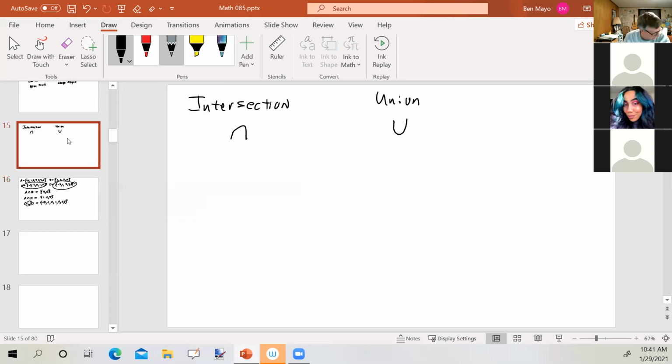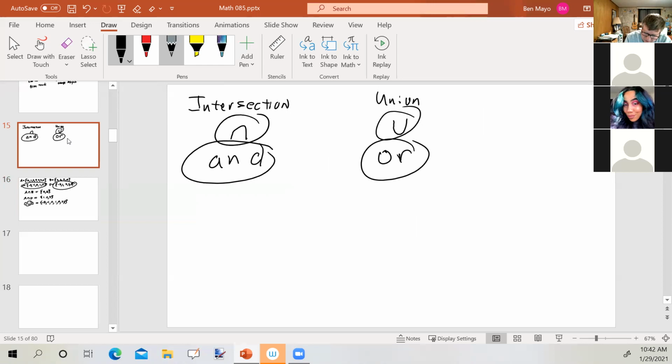All right. Let's go back up here and we're going to introduce the word and the word or. In certain contexts, the word or also means union. And the word and also means intersection. The way that I remember this is that if you look at the word and, right there is kind of the intersection symbol. That's a little trick I use.